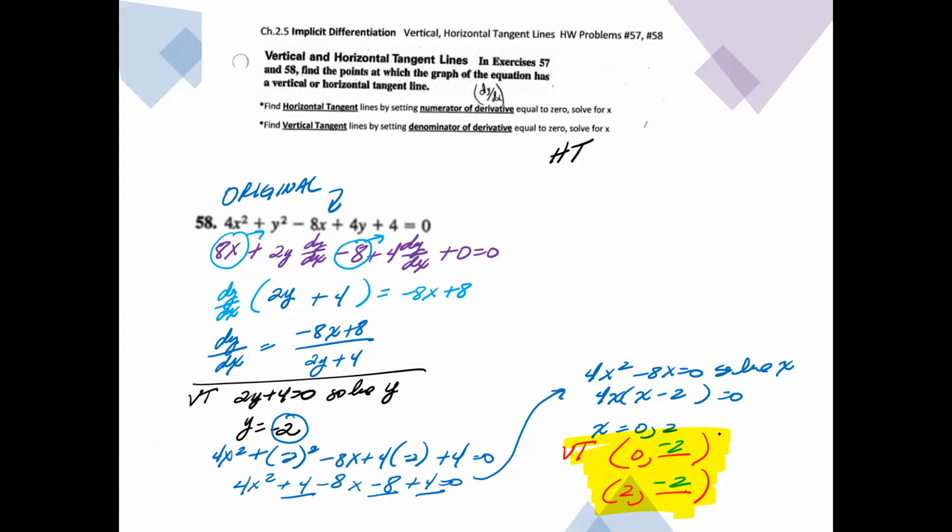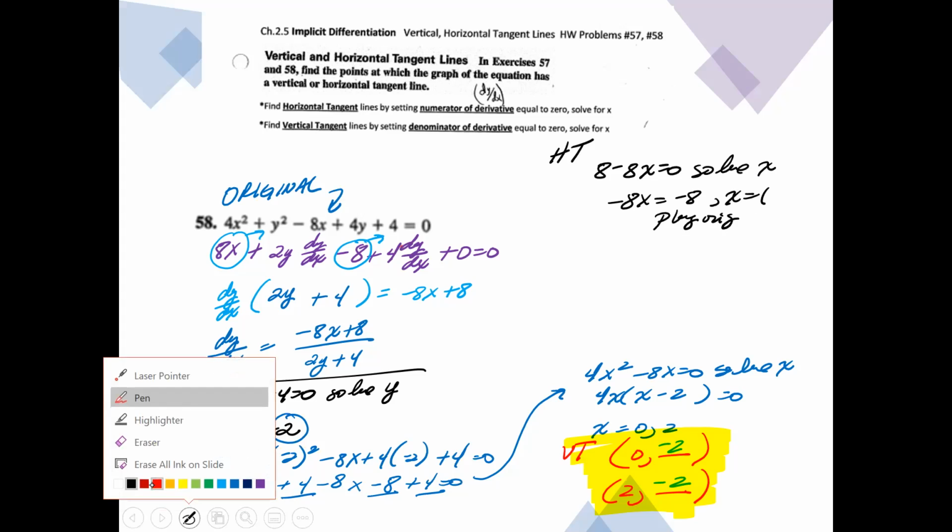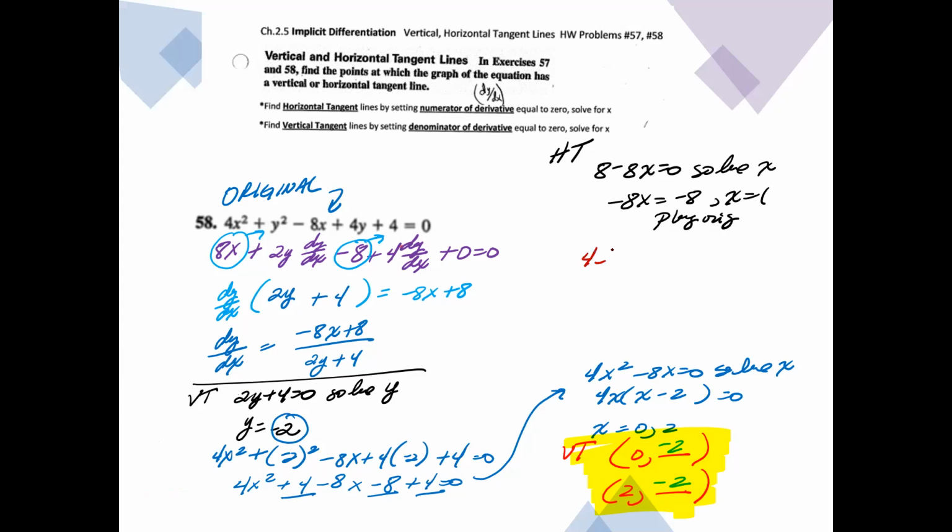Horizontal tangent means you take the denominator, or excuse me, the numerator and set it equal to 0. So that's 8 minus 8x equal to 0. You're going to solve for x. So negative 8x equals negative 8. X equals a positive 1. Now that you have x equals 1, you're going to plug it back into the original equation. So that would mean you will have 4 times 1 squared plus y squared minus 8 times 1 plus 4y plus 4 equals 0. And your goal right now is to solve for y.